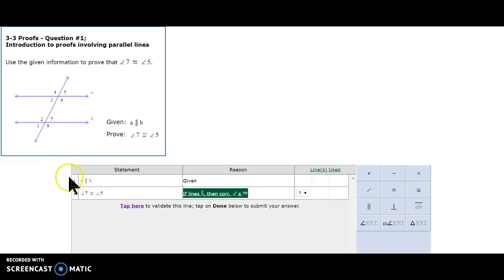So I have two lines over here. This is my first line. My first line talks about the given information. And this given information is line A parallel to B, which is my stepping stone, right? Because if lines are parallel, I'm going to put down line 1 over here, because that's the line saying that line A and B are parallel. So if I tap here, thank you, your proof is complete, and that's it.